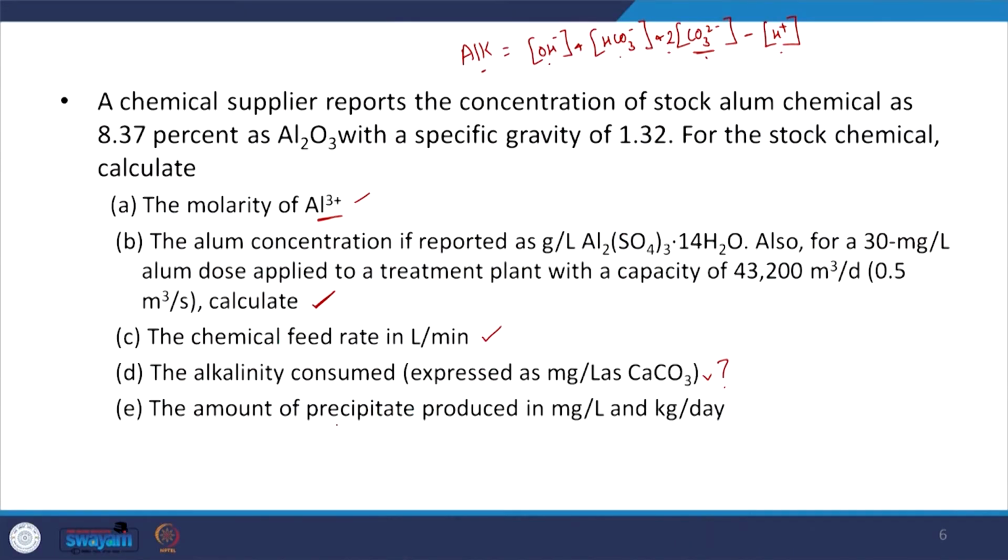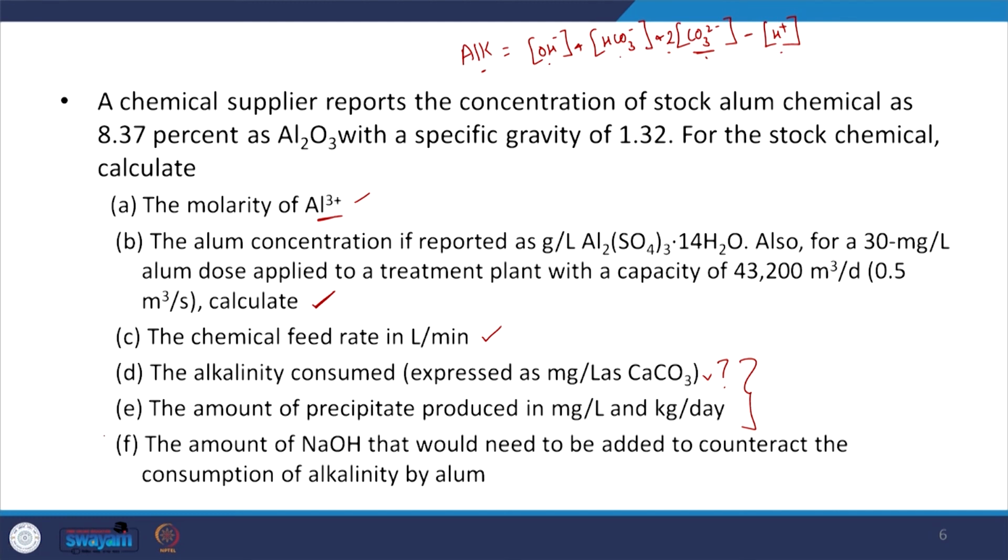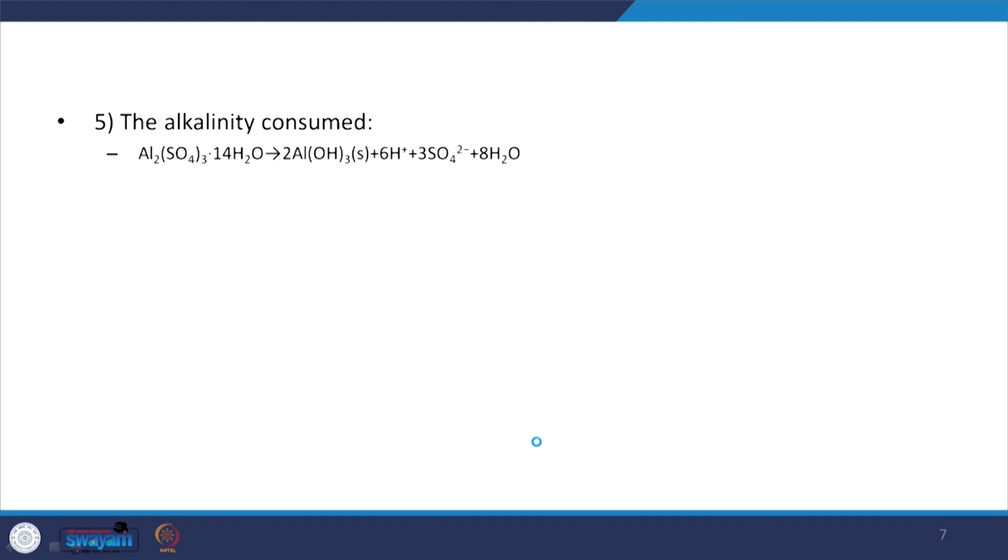And what is the amount of precipitate produced? For this you will have to look at the relevant equation or the reaction, we will look at that. And how much NaOH has to be added if you want to see to it that the alkalinity is not consumed. So, let us look at the equation. Alkalinity consumed, this is what we have. So, if I am adding alum, aluminum hydroxide is precipitating out and sulfate will be released and H plus is being released. So, pH is going to decrease or H plus is going to be released, and we know the equation for alkalinity.